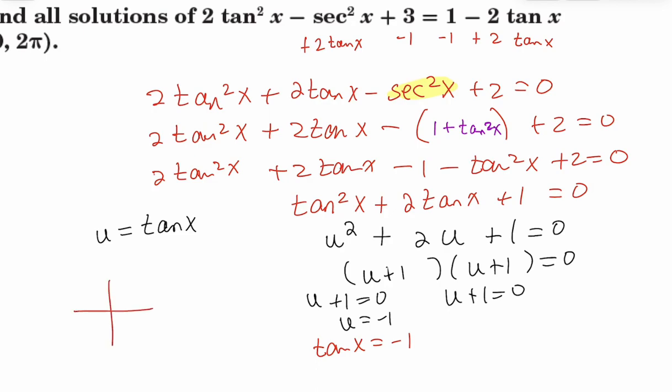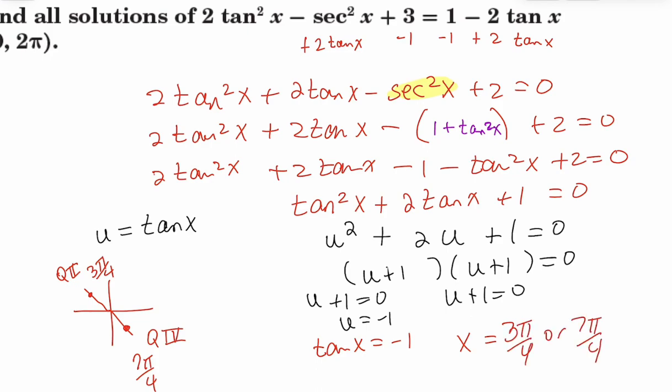If we look on the unit circle, in quadrant 2 and in quadrant 4 is where the tangent will be negative because the sine and the cosine have opposite signs. So this 45 over here, you might recall, is 3 pi over 4. This 45 right here is 7 pi over 4. And so our answer is 3 pi over 4 or 7 pi over 4.